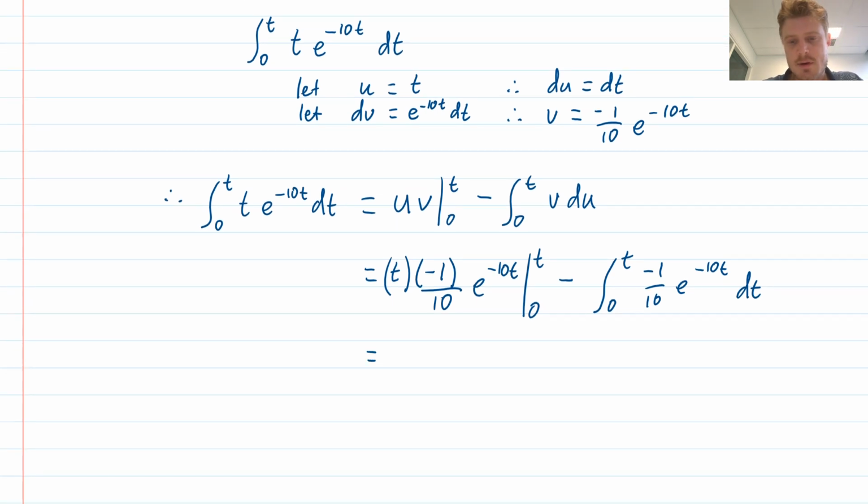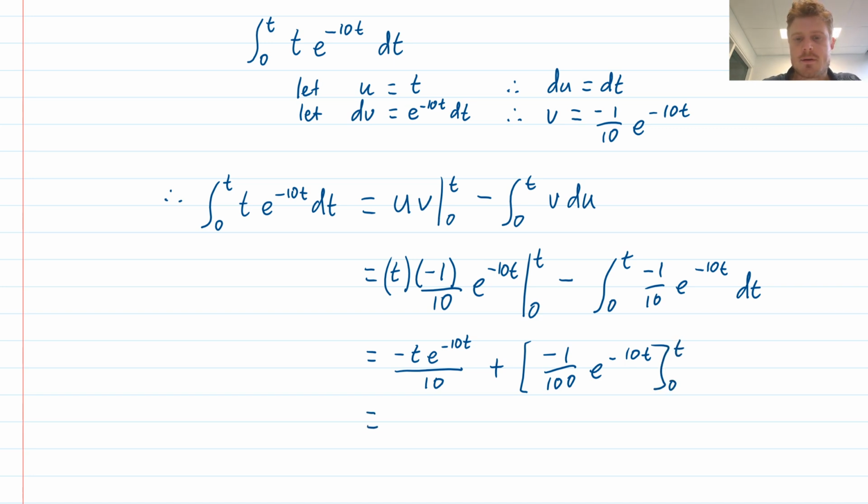Then the first term, when I substitute in my limits, replace t with t, nothing changes. When I replace t with 0, the whole thing will go to 0. So substituting in those limits, all I end up with is negative t e to the minus 10t, all of that over 10. And then my integral, I'm going to bring out the positive, cancel the negative sign so it becomes positive, and then the value of my antiderivative, dividing through by the negative 10, I'm going to get another negative sign and another divide by 10, so that will give me a total divide by 100, e to the negative 10t, and that's also over the same limits of integration.